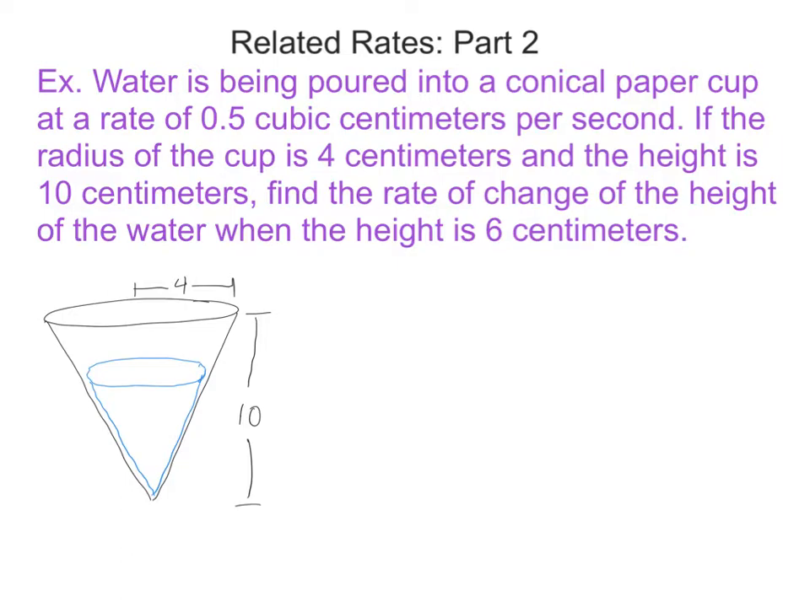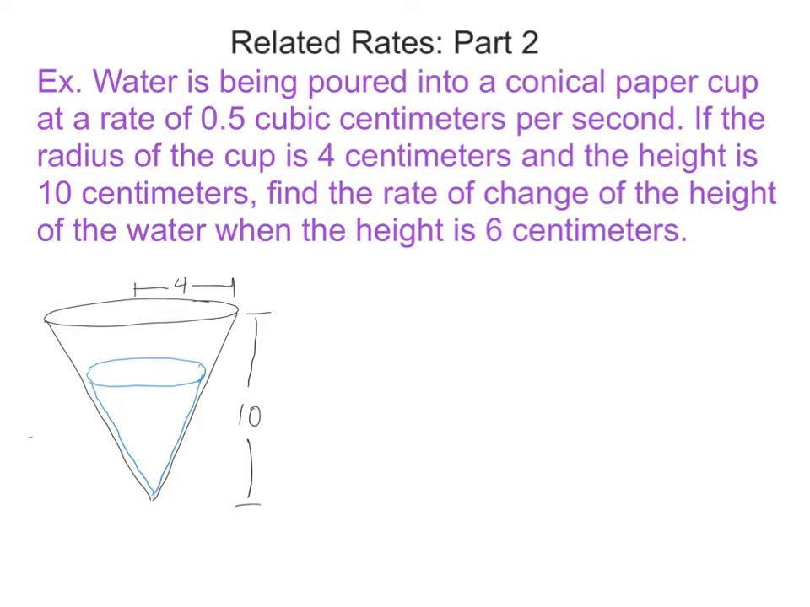So what we know, water is poured in at a rate of 0.5 cubic centimeters per second. So let's talk about how fast the volume of water is changing. So we know dV/dt. If the radius of the cup is 4 and the height of the cup is 10, find the rate of change of the height of the water at the instant, or during the snapshot, when the height is 6.